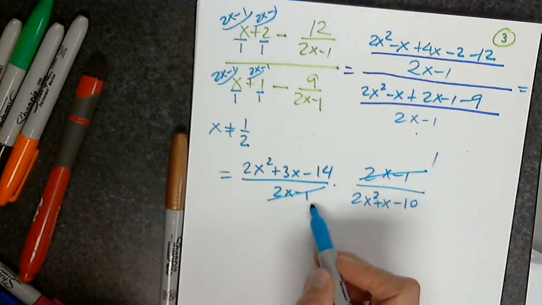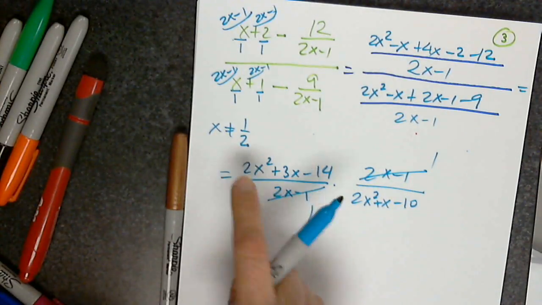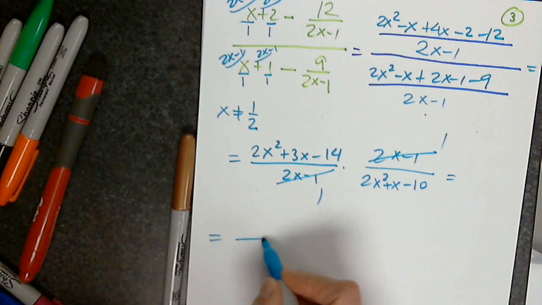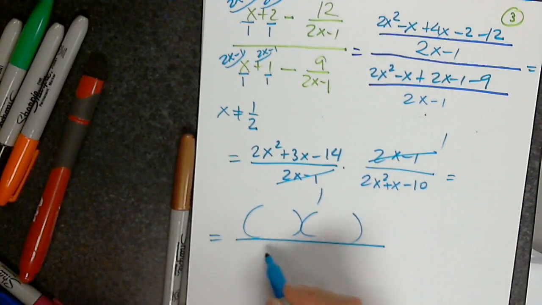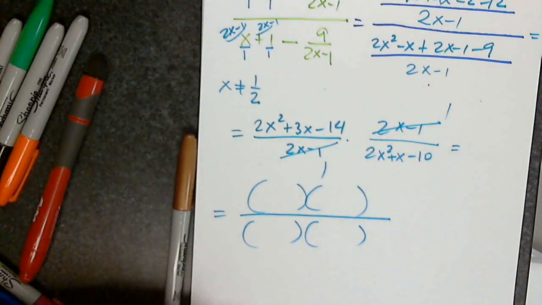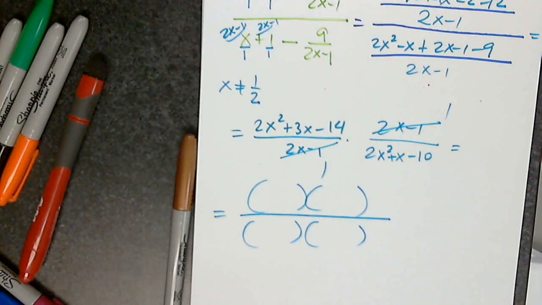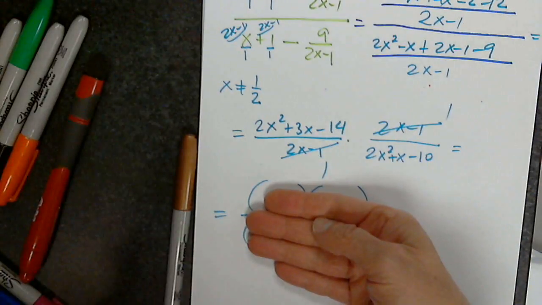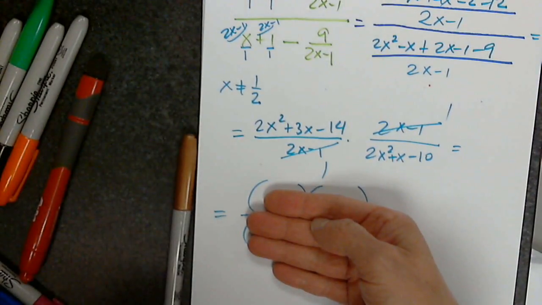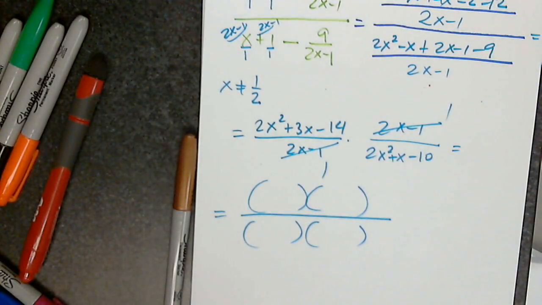This will go away. I'm safe because I stated the restriction. And now, yes, I have to try to factor the top, and I have to try to factor the bottom. I don't know if they're factorable. I haven't even looked, but I have to attempt. If they're not factorable, then this is the final answer, this over this. But if they are factorable, maybe I'm hoping I can cancel one factor.